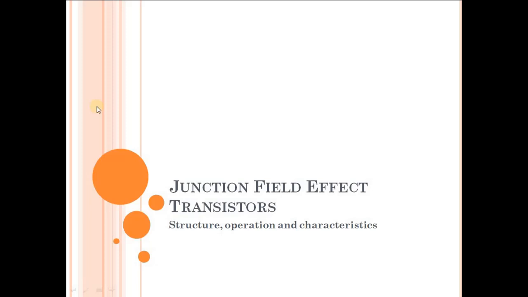So after discussing the structure, operation and characteristics of a three-terminal BJT, now it is worthwhile to introduce another three-terminal device in our study, and that is junction field effect transistors. This is another kind of transistor only. Like BJT was a transistor, JFET or junction field effect transistor is another kind of transistor.